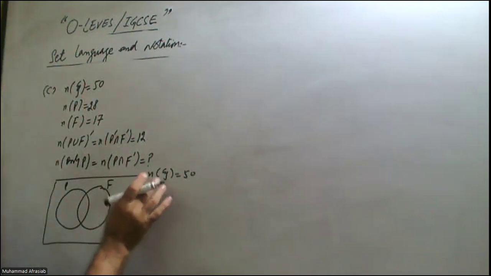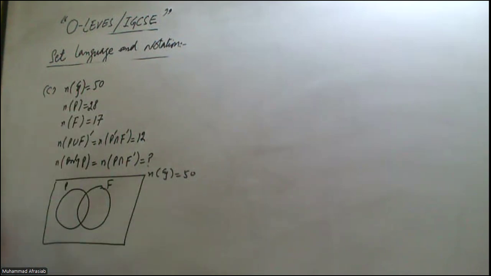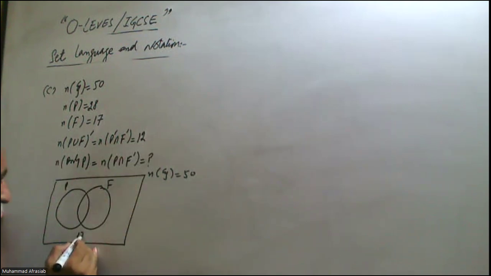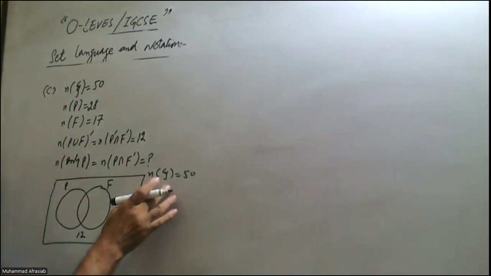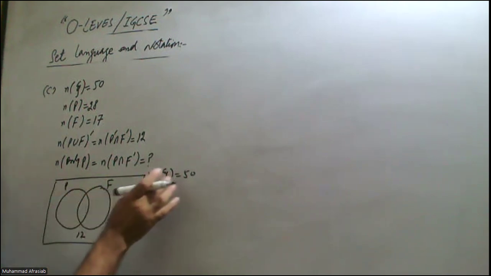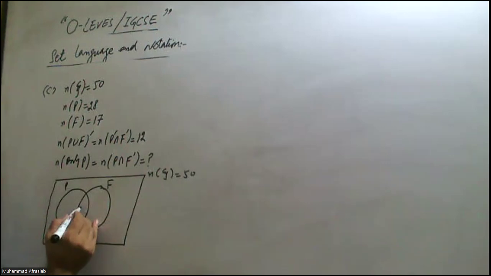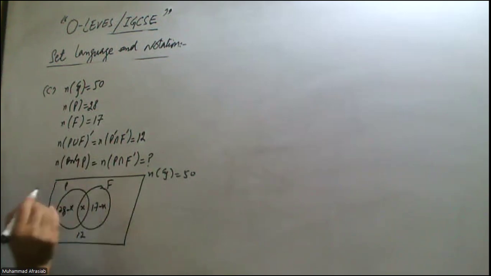Fifty are already there. Now n of P is 28, n of F is 17, and neither P nor F is equal to 12, so we write 12 outside of P and F. The rest inside is 50 minus 12, which is 38. Now if the common part is x, then only P is 28 minus x, and F is representing 17, so only F is 17 minus x.